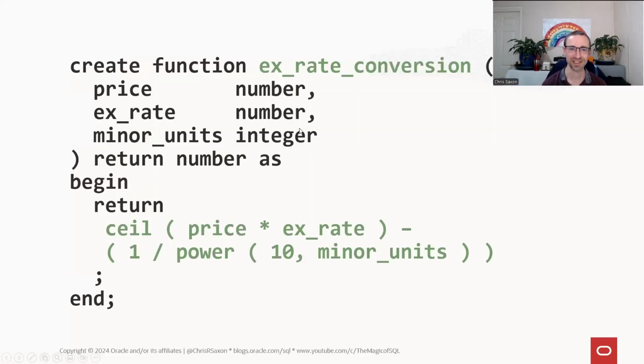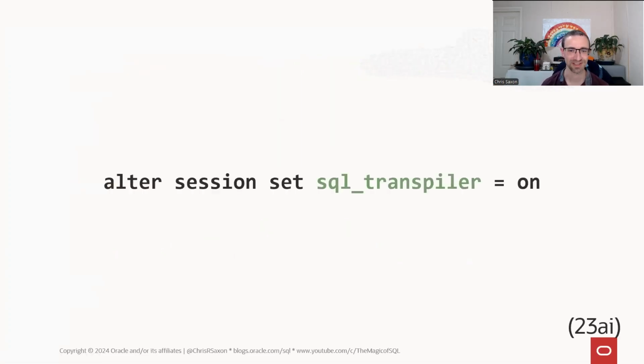Well, first up, let's just convert our function back to a regular PL/SQL function. So we're making it back to a numeric return type and running our formula. So it's a standard PL/SQL function. To use the SQL transpiler, all we need to do is set this parameter to on. That's it. The transpiler is now enabled.